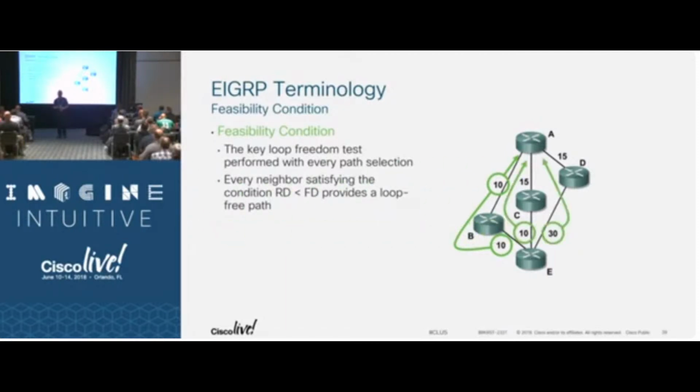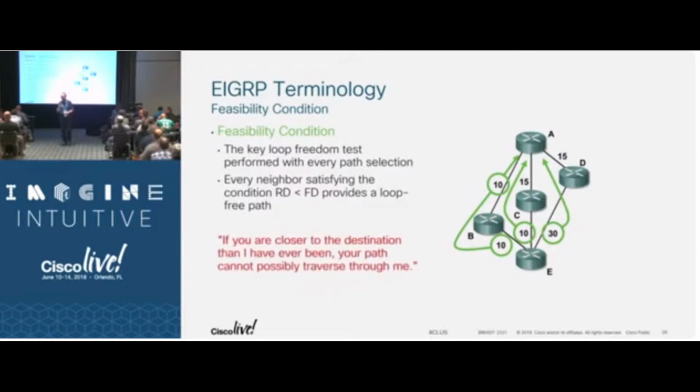Let me tell you a more palatable way of putting the feasibility condition. If you are closer to the destination than I have ever been, you cannot be on a routing loop that closes through me. And why is that the case?